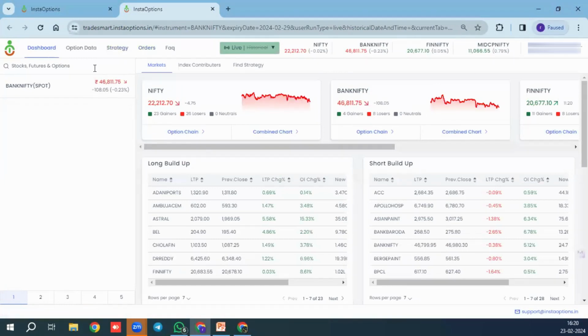So once you log into this, there is no need to log in to your trading account. Okay, everything you will get here itself. So that is the biggest advantage.